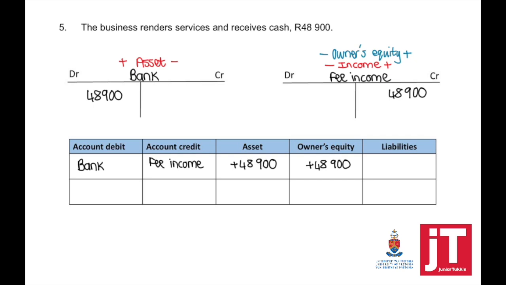Then we just apply the double entry principle. Or you can use the T account as a tool. If you know that bank that we've debited, your assets increase, then you know fee income is an income, your income will increase on the credit side. Did anything happen with my liabilities? No. We have to write a 0.